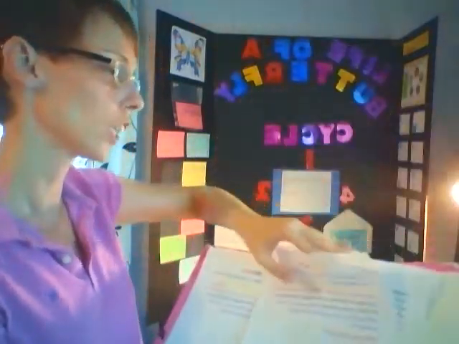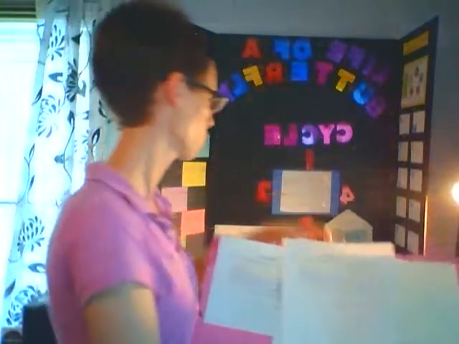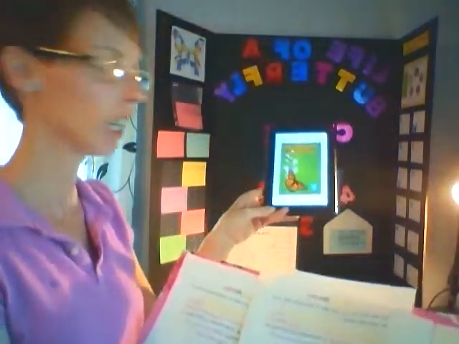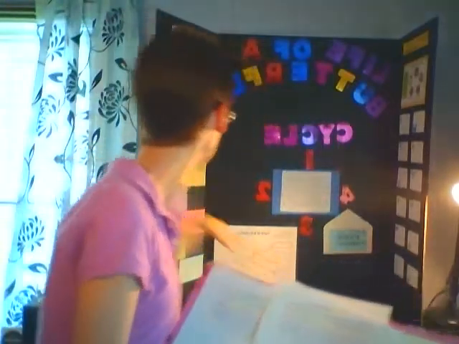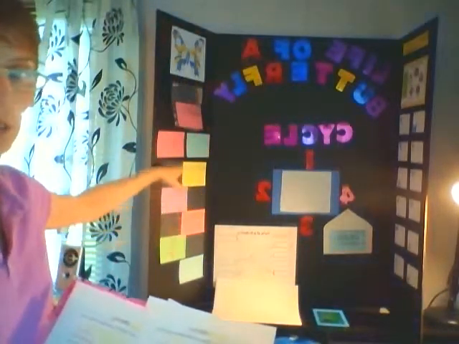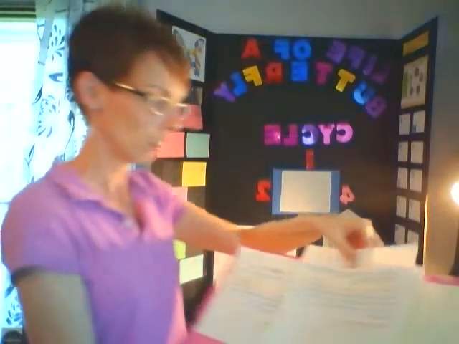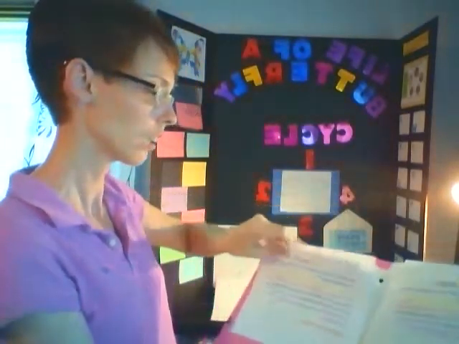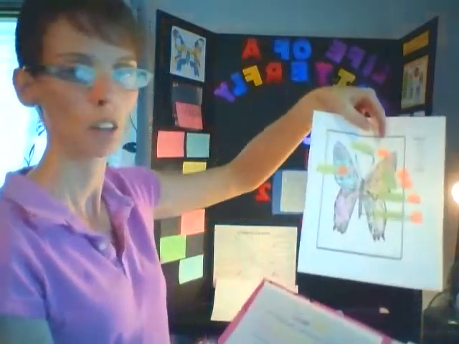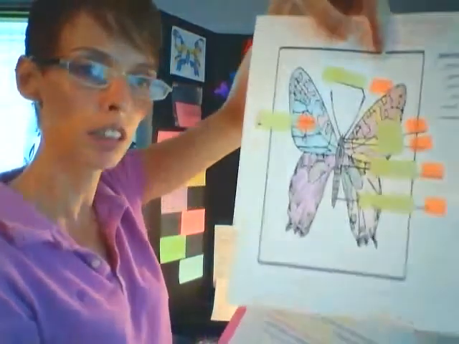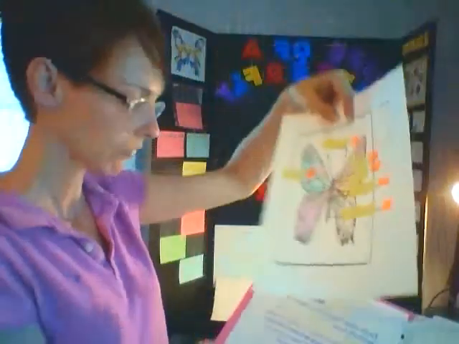And then they also have another sheet where they would write 5 facts about butterflies, which they can use the book on the Kindle, or there's facts up here on the poster board. And then there's the answer sheet here that they can go and check when they're done with their work.